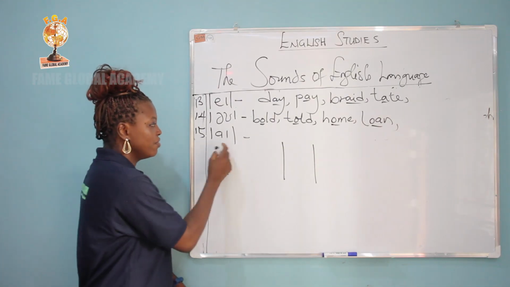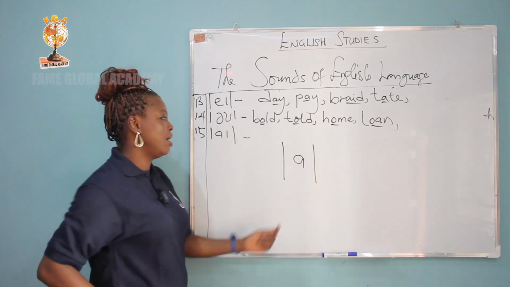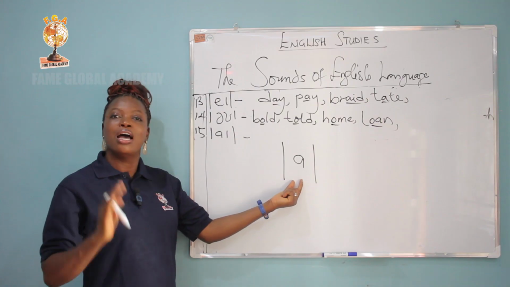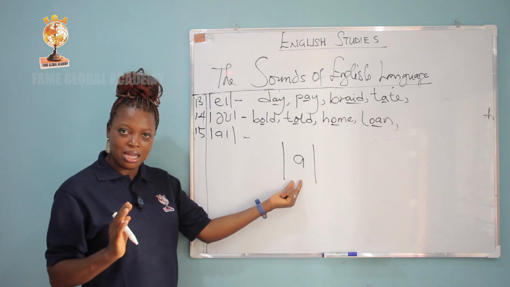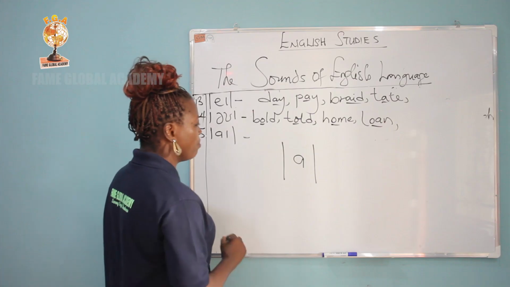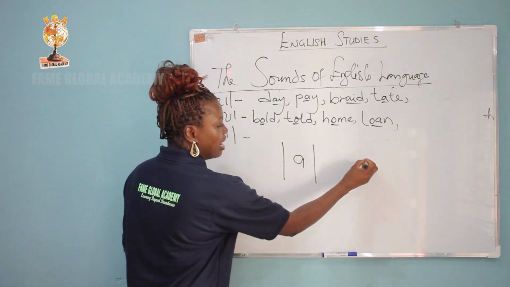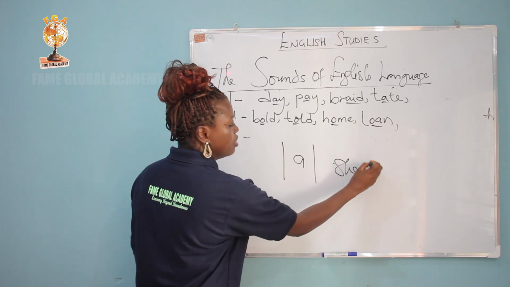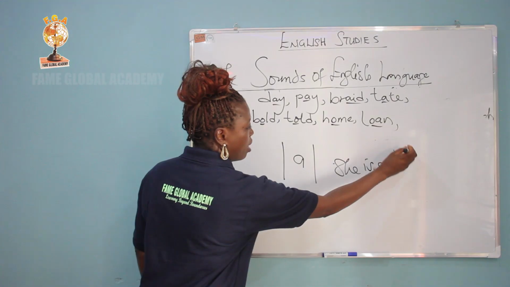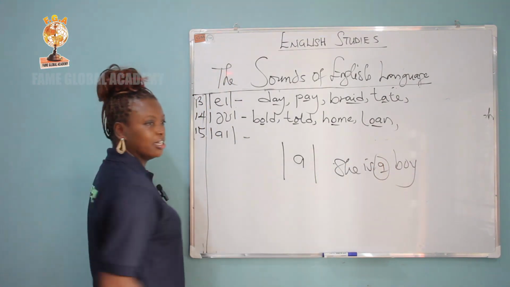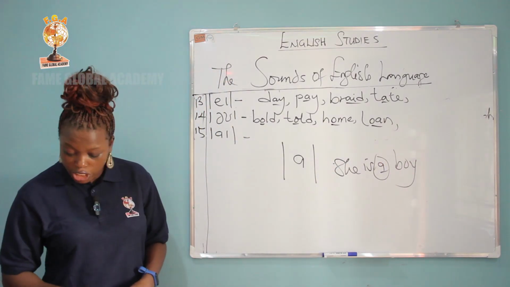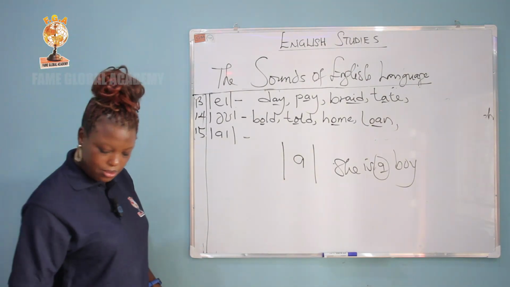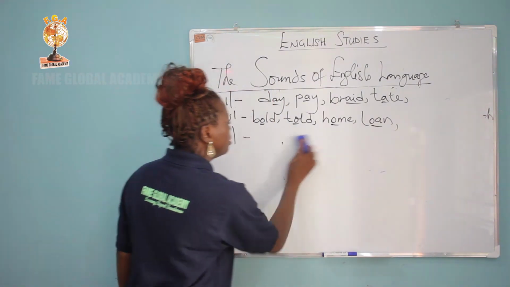For example, if I write /æ/ in slashes, it is not the letter A, it is the vowel sound. Do you get it? Okay. But if I write an A, like I'm saying she is a boy, this A here is a letter, not a sound. So take note of that. You must always write your sounds in slashes. Phonetic sounds in slashes. Very important.